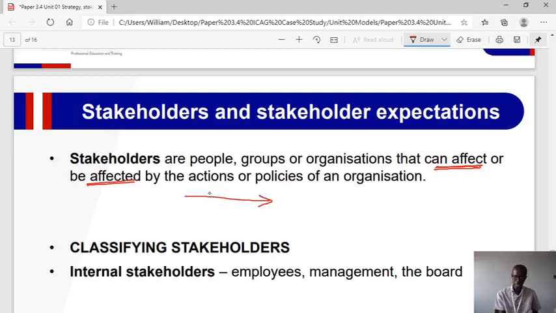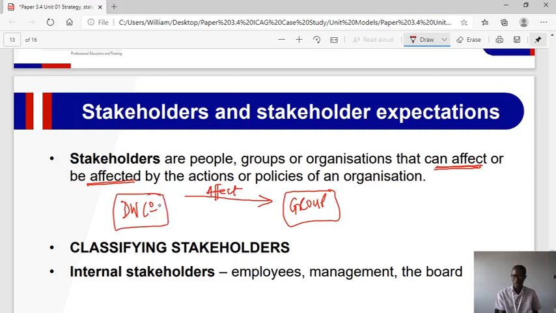Whereas your activity can affect this group, as a group, or this organization, or these people. So let's say DW company, let's say the William company, how your activities affect these groups, these people or organization, make them your stakeholders, or how you are affected by these groups, policies, actions, and so on, also make them your stakeholders.